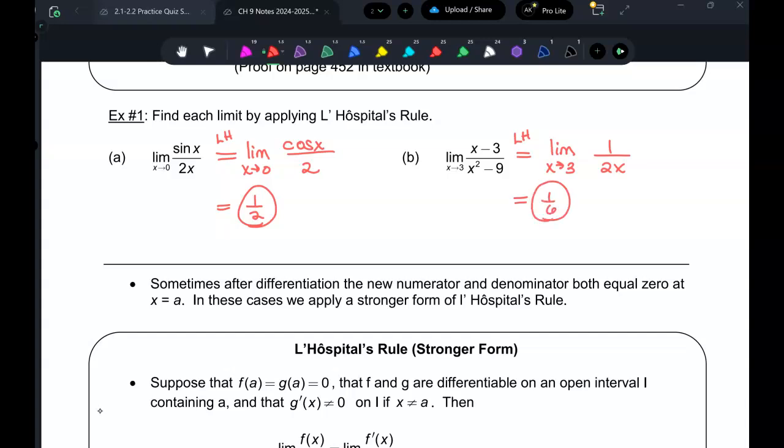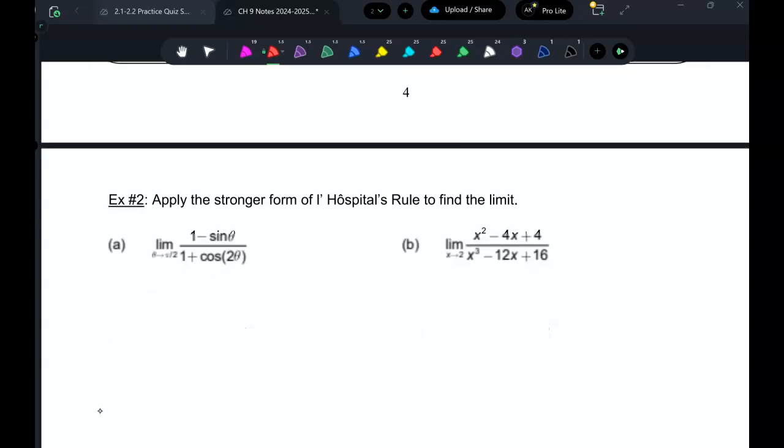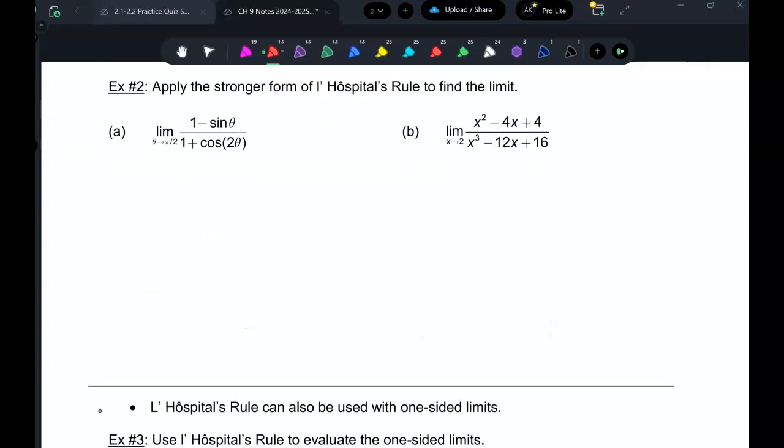Hopefully, as you recall, sometimes we'll still end up with 0 over 0 if we do the derivative. So we just have to keep doing that until we get something not in indeterminate form. That's called the stronger form of L'Hopital's rule. It just means keep going, keep doing the derivative.